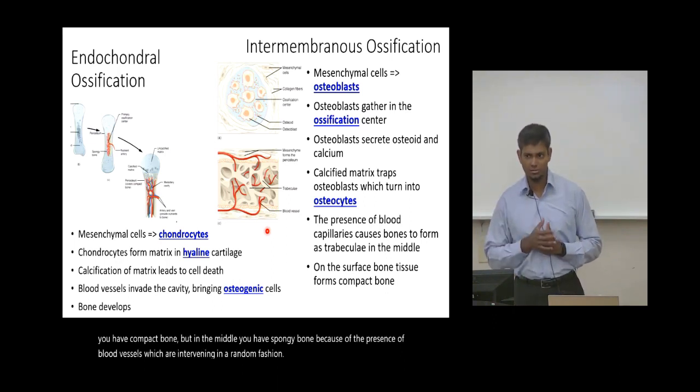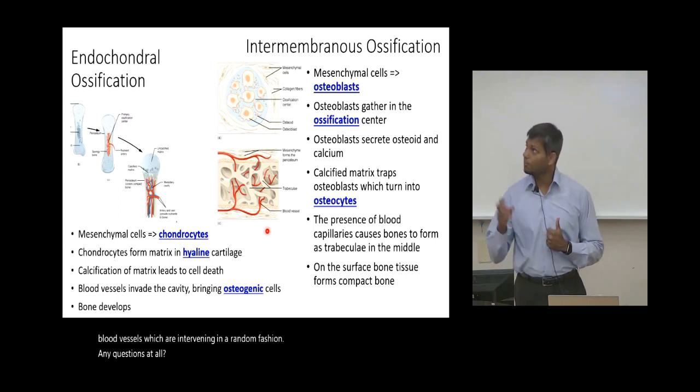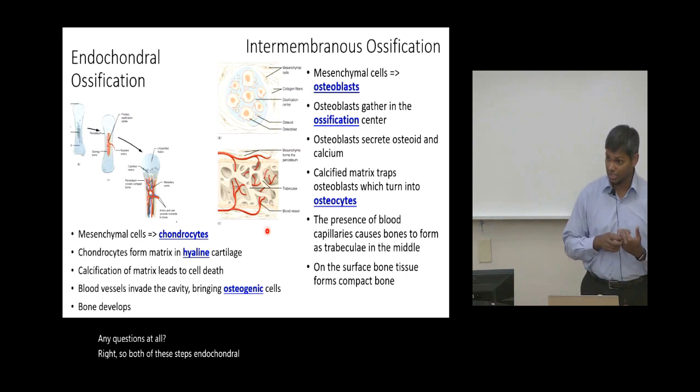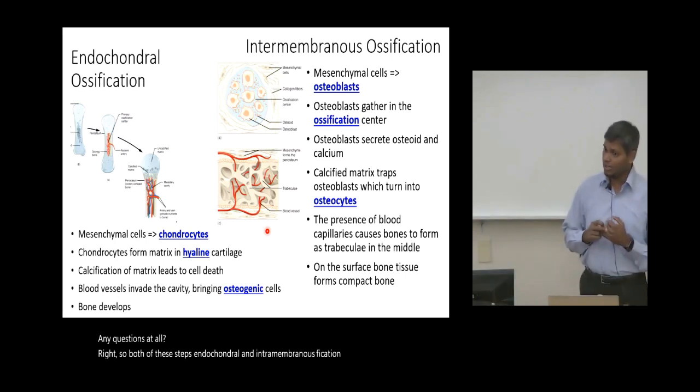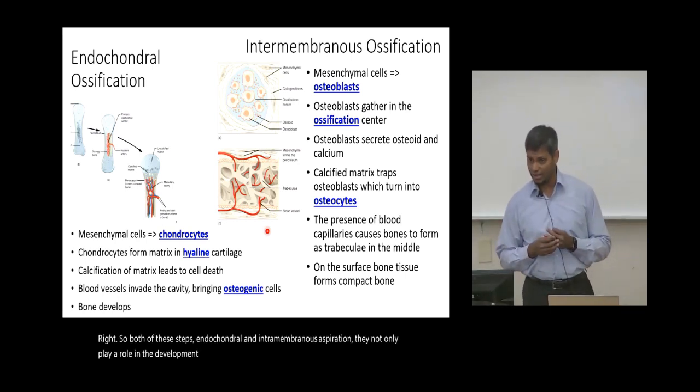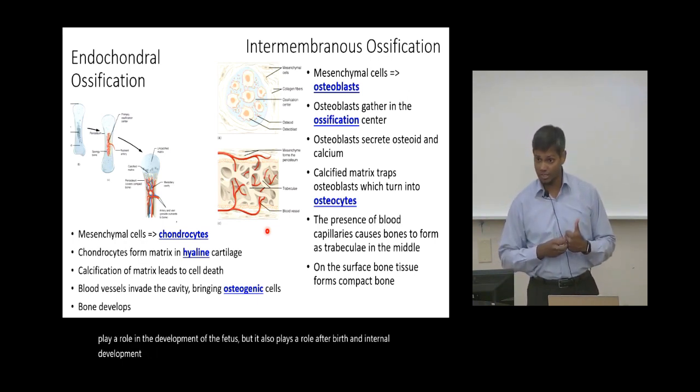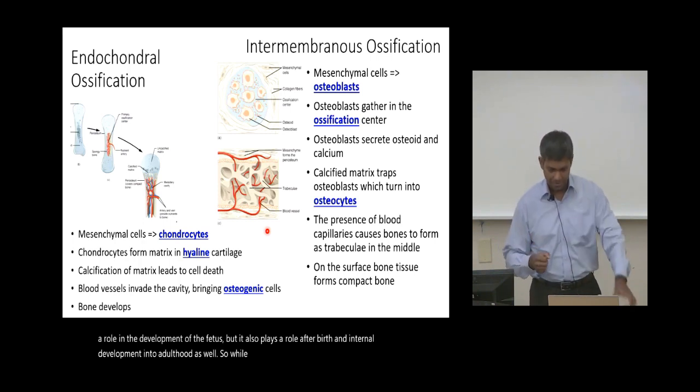Any questions at all? Right. So both of these steps, endochondral and intramembranous ossification, not only play a role in the development of the fetus, but also play a role after birth and into development into adulthood as well. So I'll tell you where that happens.